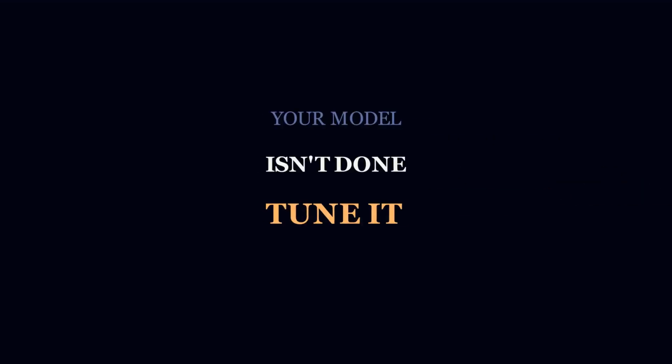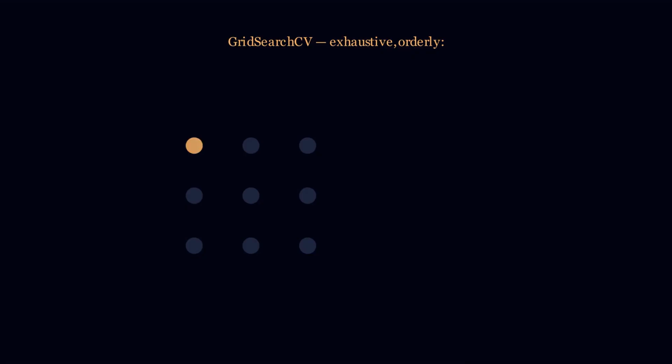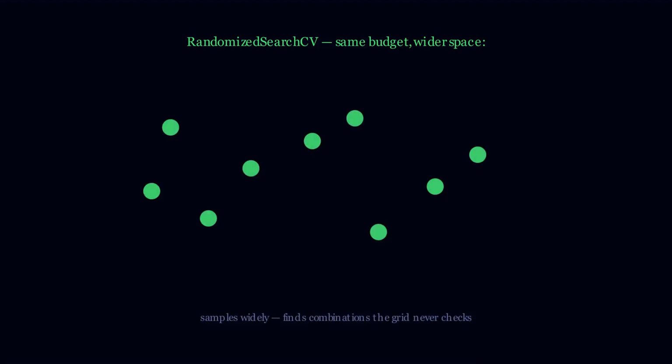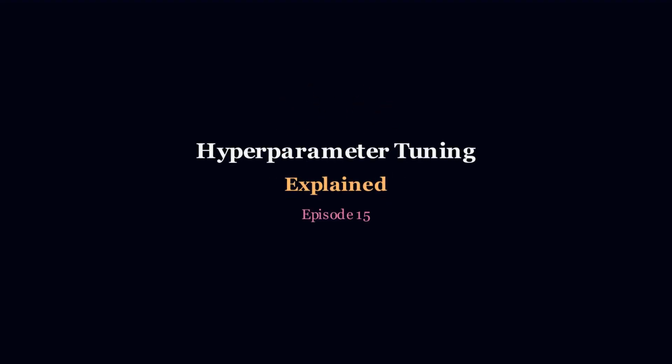Your model isn't done the moment .fit finishes running. It's done when its hyperparameters are actually tuned. Last episode we trained XGBoost with whatever defaults it shipped with. Today we tune that exact model 3 different ways.